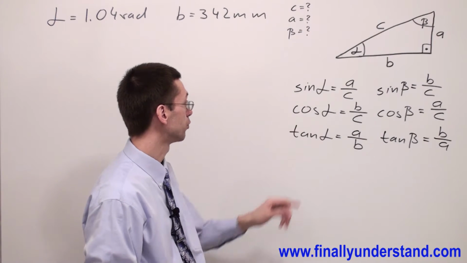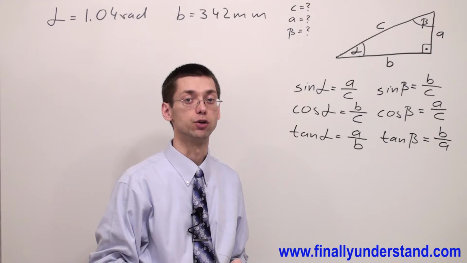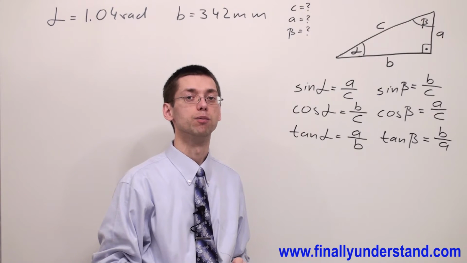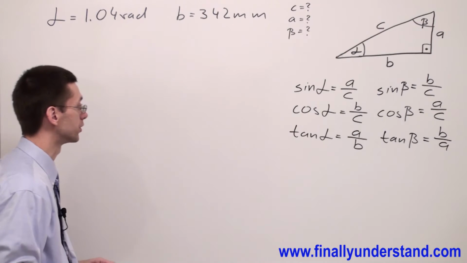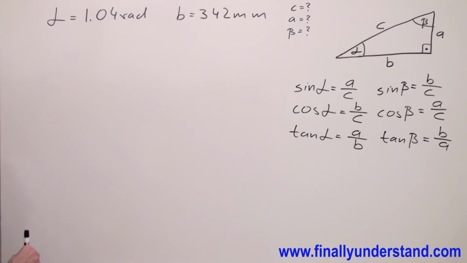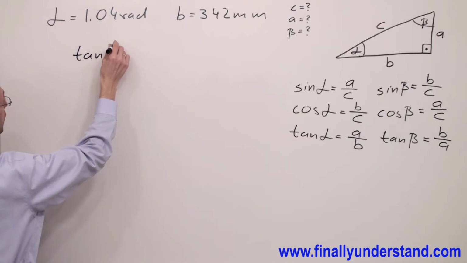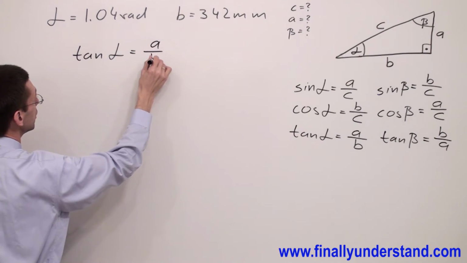Why? Because I have just one piece of the information. You must use the formula which contains two pieces of information. Sine alpha has just one piece, that's why I'm not going to use it. So, tangent alpha is equal A over B.